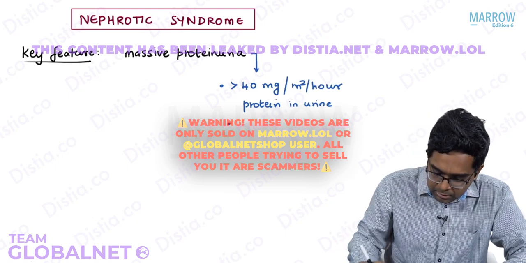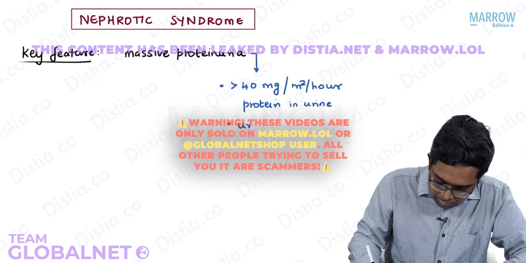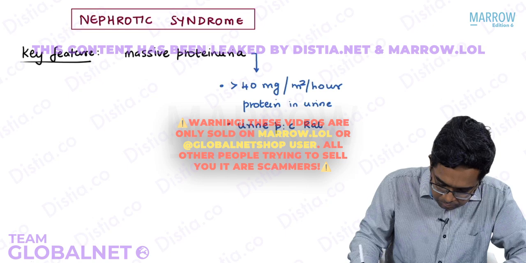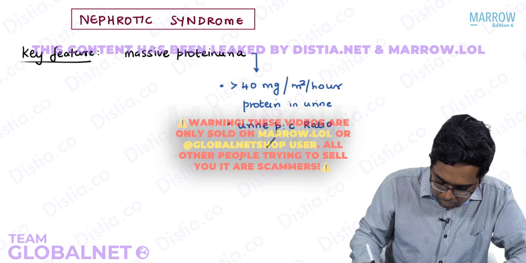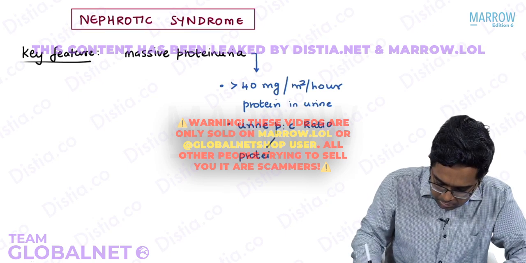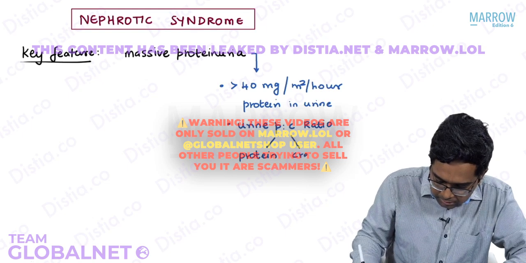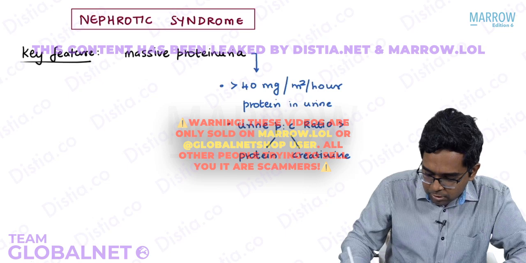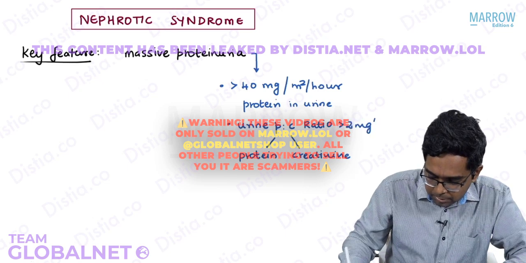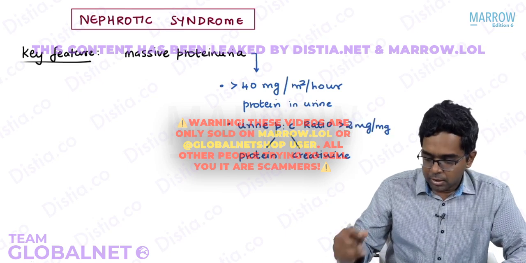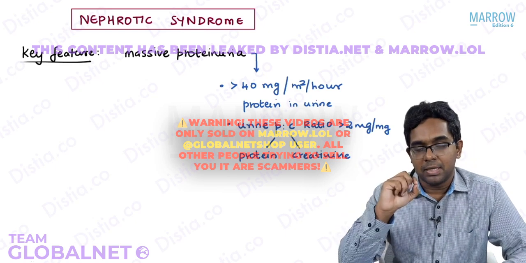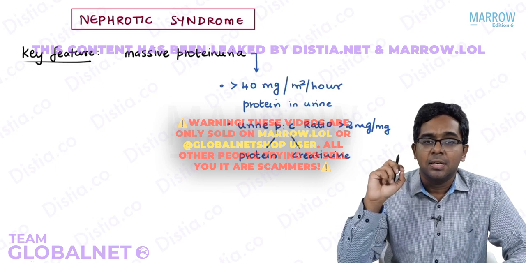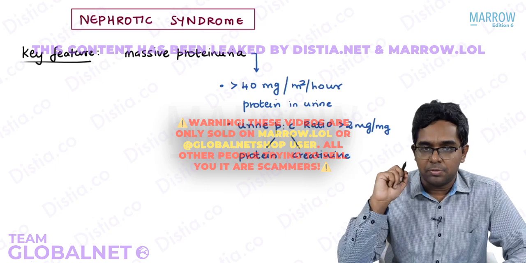Another definition is the urine P-C ratio. What is that? P for protein and C for creatinine. If this ratio is more than 2 mg per milligram, that is 2 mg of protein per milligram of creatinine, then also it is considered as significant or massive proteinuria.